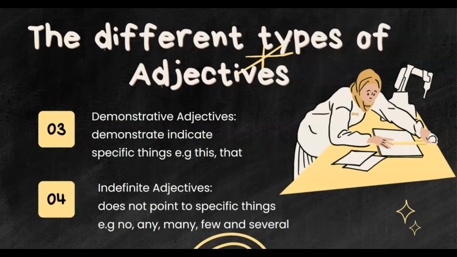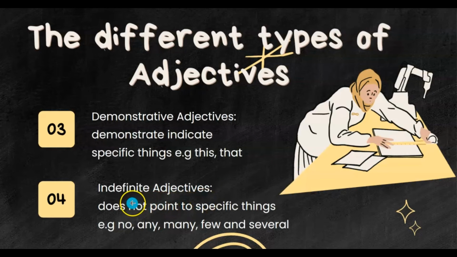Another type of adjective we have is demonstrative adjectives. They demonstrate or indicate specific things. Example: this, that. So let's look at this image. This ruler, okay, this microscope, this paper, or that table.